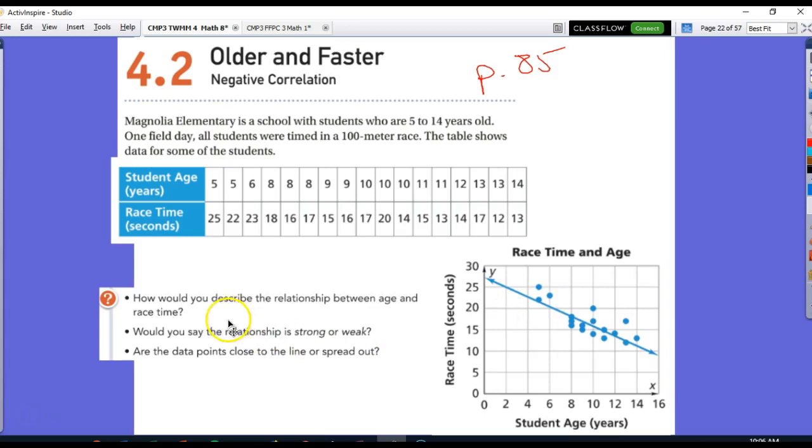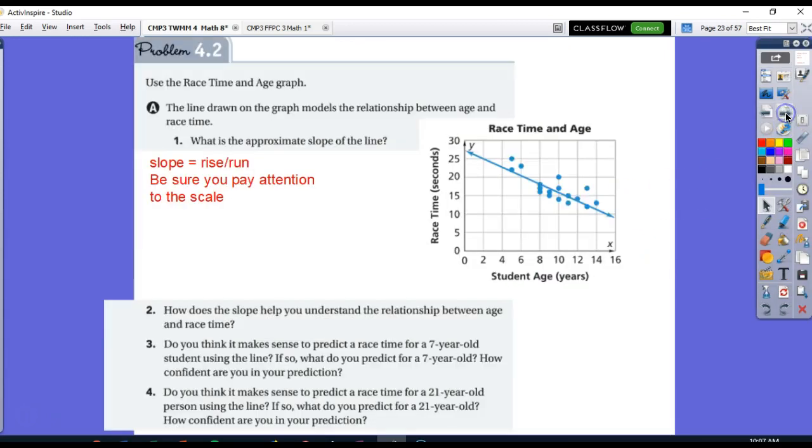And it asks us a few questions. It says, how would you describe the relationship between age and race time? So as age increases, what's happening to our race time? And then, do you think that this relationship is strong or weak? As in, are most of the points on the scatter plot close to the line, or are they spread out further away? That's going to help determine the strength or weakness of that line.